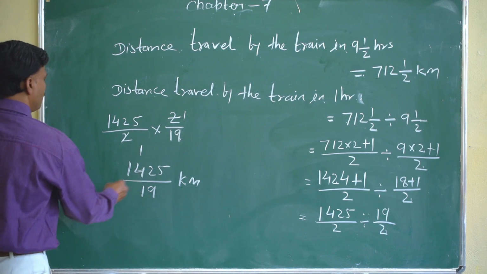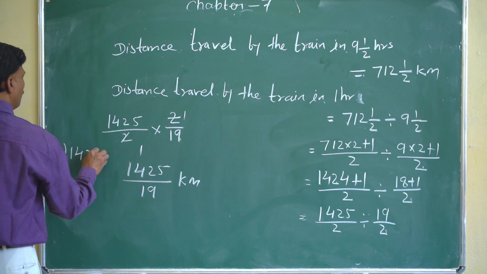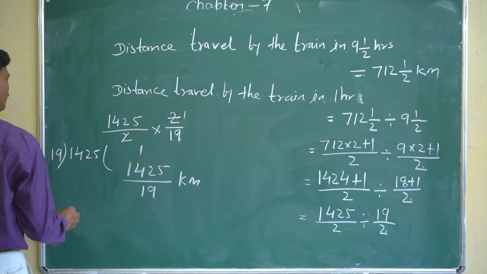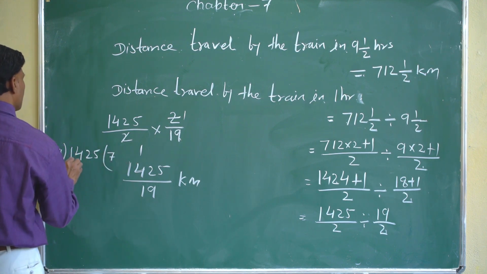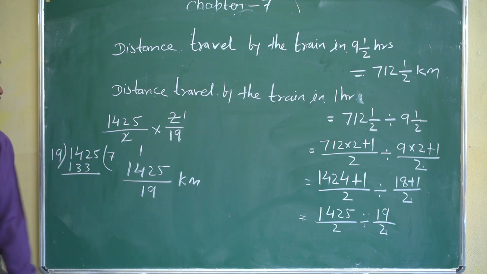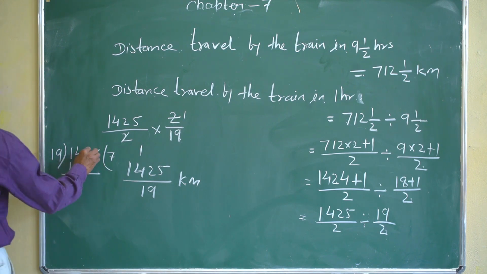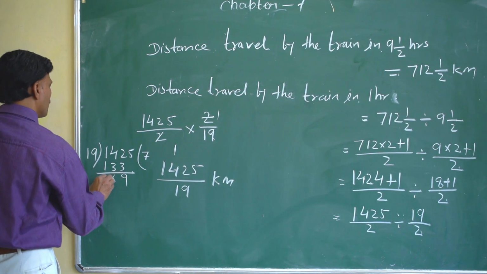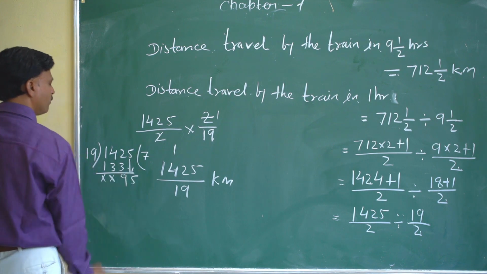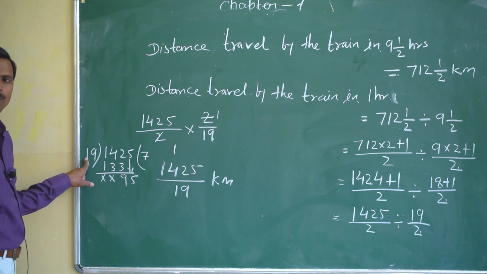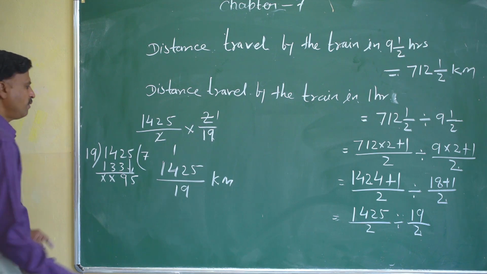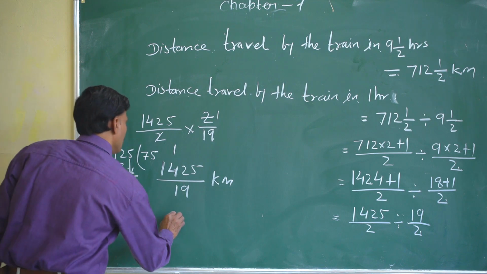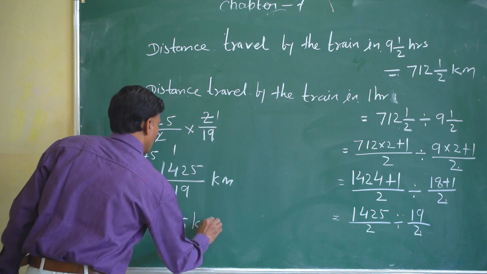We can convert this value into a mixed fraction. So what we have to do? We have to divide 1425 by 19. How many times will it be divisible? 7 times, right? 7 times 19 is 133. So 142 minus 133, that is 9. Then the 5 comes down. Now here will come 95. So 95 will be divisible by 19 how many times? 5 times.